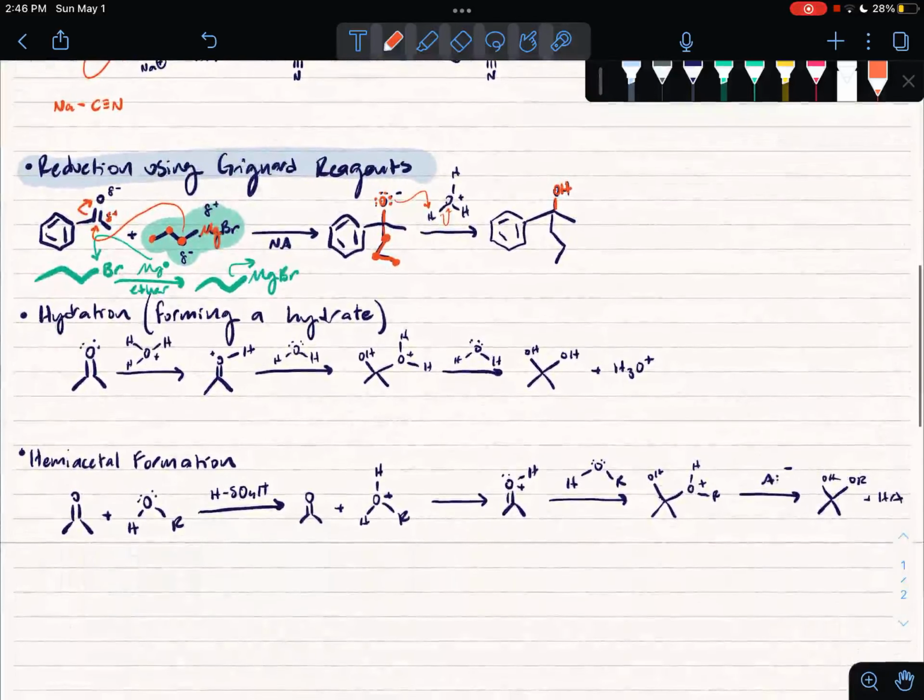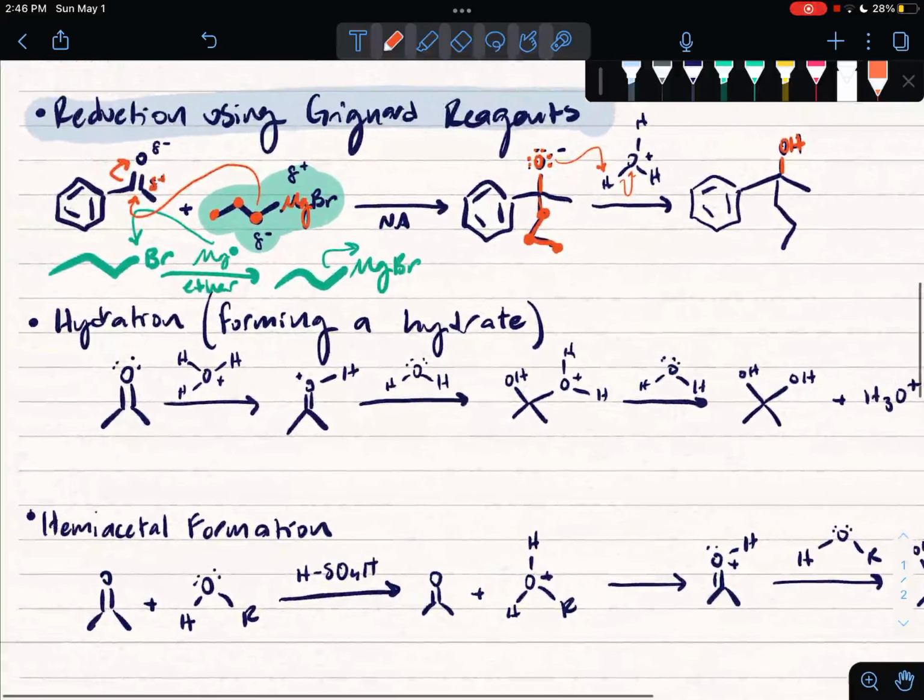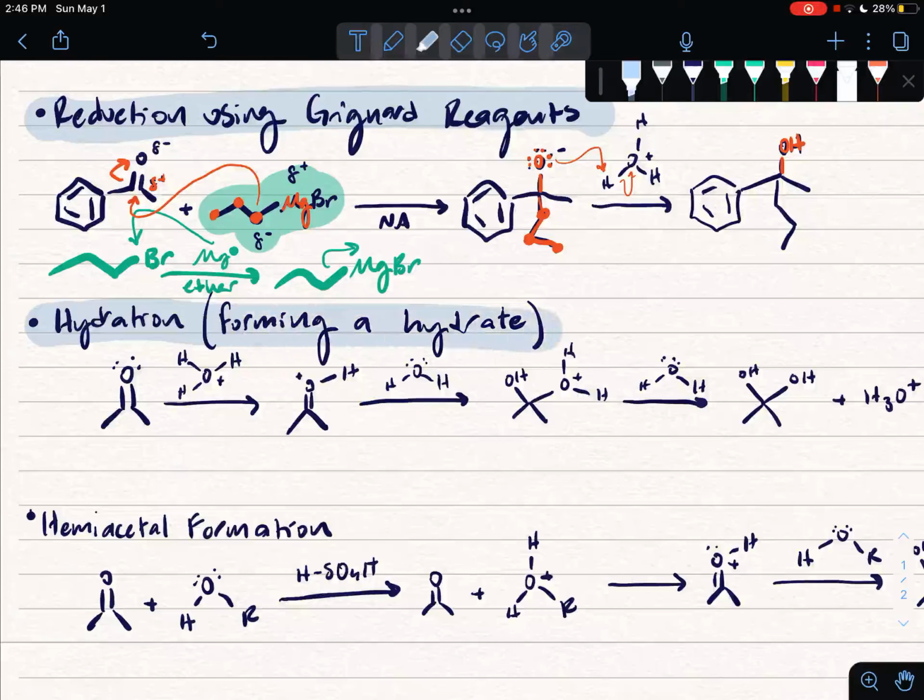Right. Next, we have the process of hydration. In other words, it's just the process of forming a hydrate. A hydrate looks something like this, and it's just having a hydroxy group connected to a carbon, essentially. So it's really useful to use water, hydronium ions, in this type of reaction, because you don't want to add on any extra R groups or anything you don't need, because all you want is to add an OH group or two.